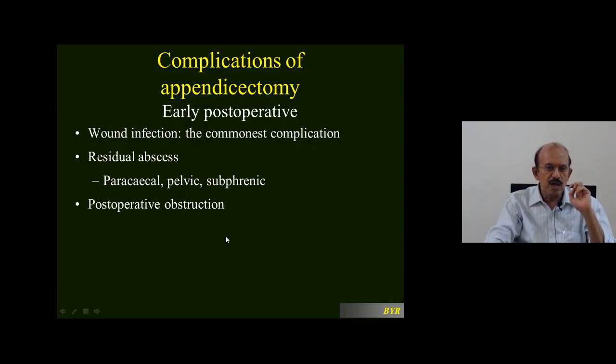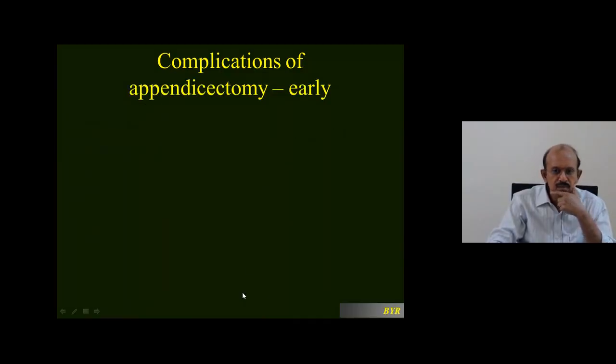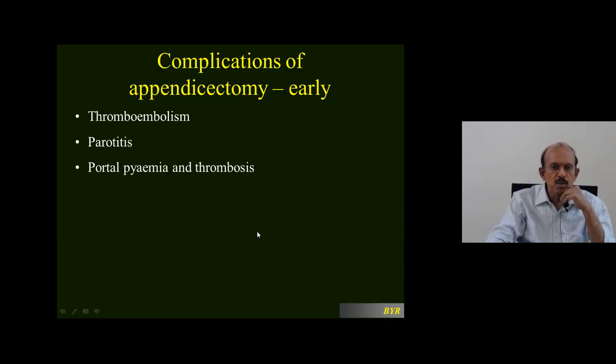Then postoperative obstruction. If there is generalized peritonitis, there will be paralytic ileus. Then there will be mechanical obstruction due to adhesions. Sometimes because you are inverting the stump, it may act as a lead point because it's protruding into the lumen. It may cause intussusception. Then other complications being thromboembolism, peritonitis, portal pyemia, ileocecal actinomycosis, fecal fistula.